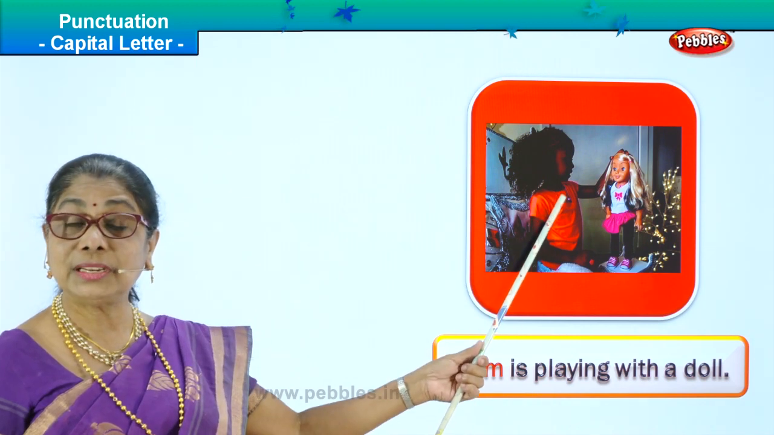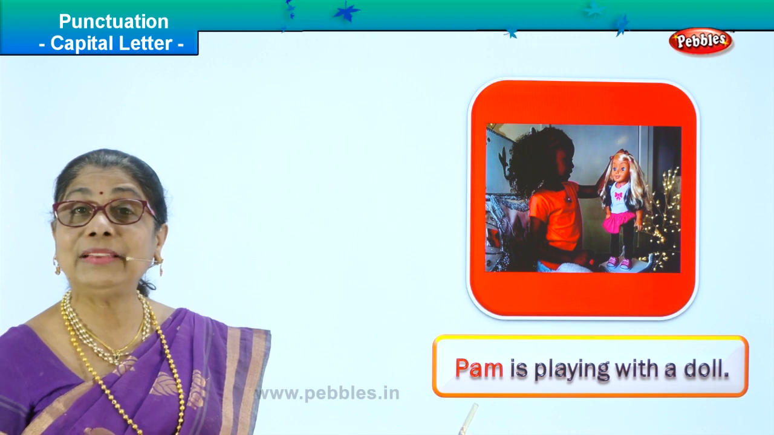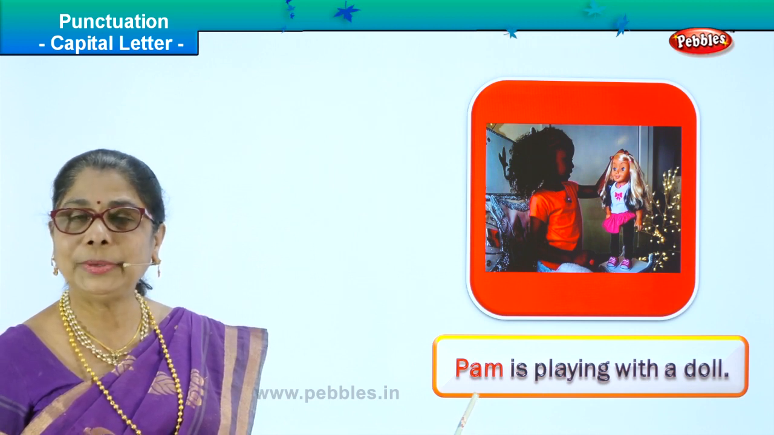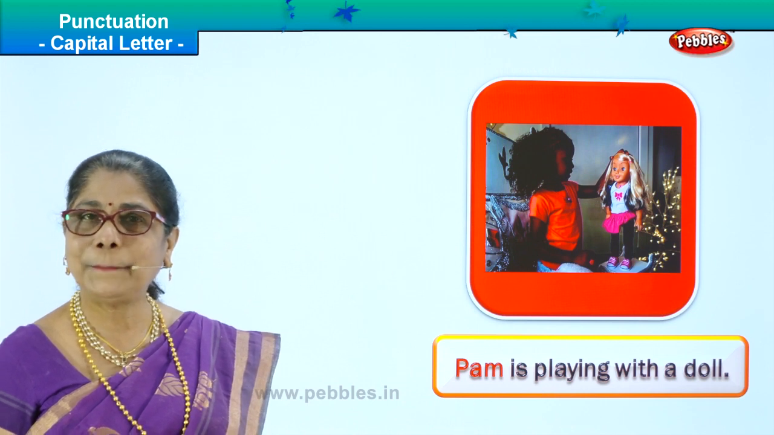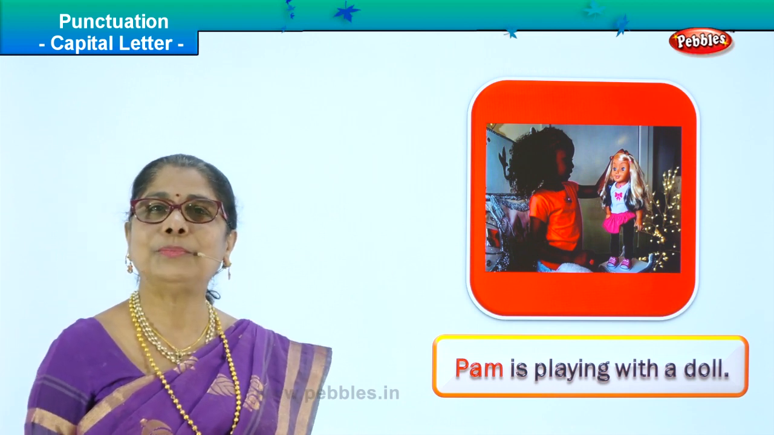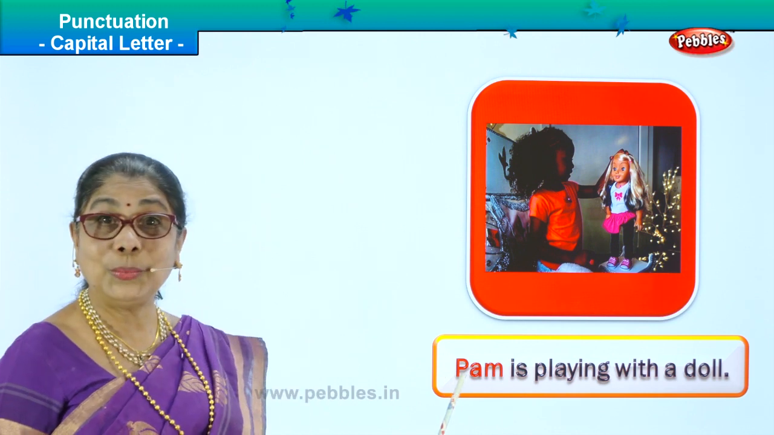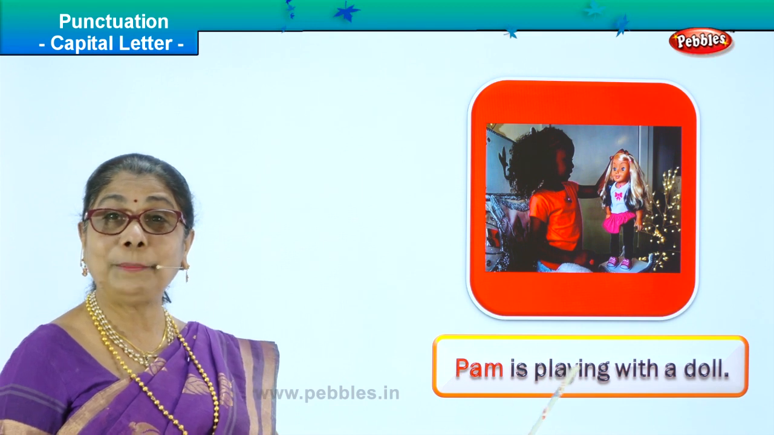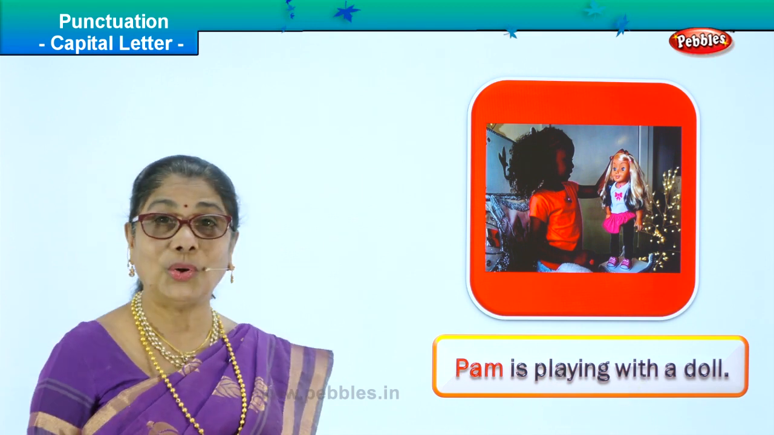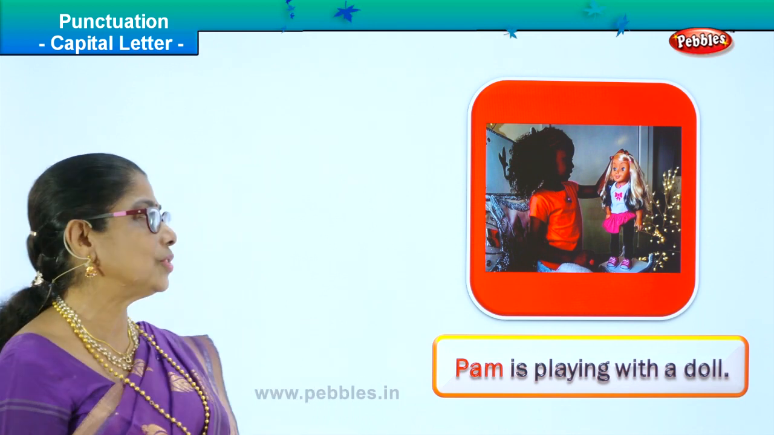Pam is the name of this girl. We write the name beginning with capital letter P. P should be in capital because the name of a girl. Name of persons, name of boys and girls should be in capital. So we are learning capital letter. Pam is playing with a doll. Good. Are you learning? Let's go on to a new picture.